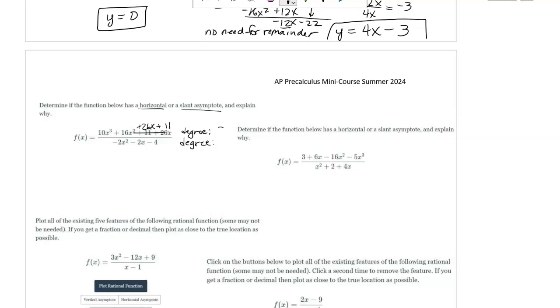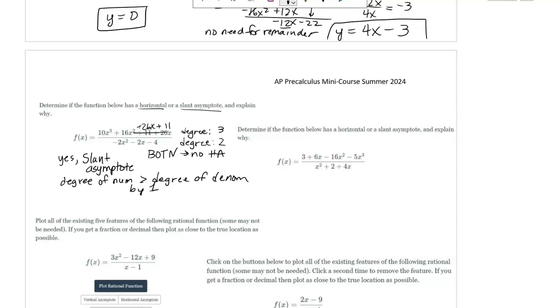So the top one has a cubic as its highest powered term, so that's a degree 3, and the denominator has a degree 2 for its highest term. So the degree is bigger on top. That means that there is no horizontal asymptote, but there is a slant asymptote. And that's because the degree on top is exactly 1 higher. The degree of the numerator is greater than the degree of the denominator by 1.